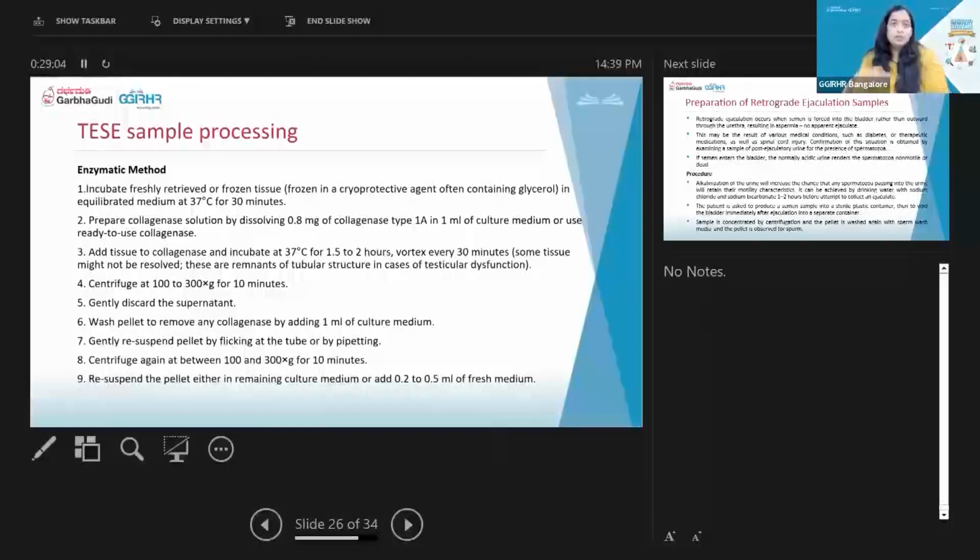In the enzymatic method, instead of this maceration or the teasing of the tissues, you will be treating the sample or the tissue with a collagenase solution, and you will be leaving it at 37 degrees for 1.5 to 2 hours, vortexing for 30 minutes. Then you will be centrifuging it at 100 to 200 G for 10 minutes. Gently discard the supernatant. You wash it with the culture medium so that you will block the activity of the enzyme further. Resuspend the pellet again in the media, washing it again at 100 to 300 G for 10 minutes. Resuspend the pellet again and add 0.2 to 0.5 ml of fresh media.